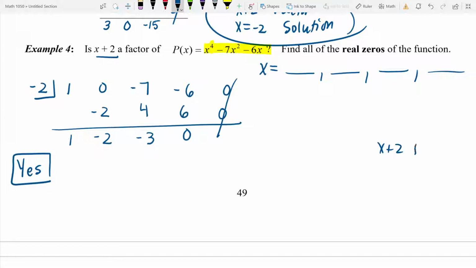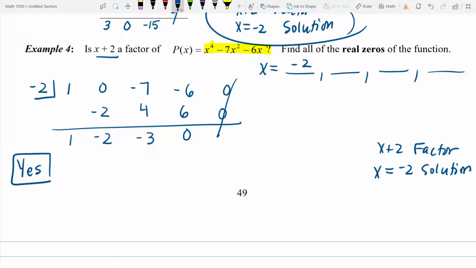If x plus 2 is a factor, then that means x equals what is a solution? Can you tell me, guys? Negative 2. So I've got one of my solutions. Now this part is just a little bit tough, so I want you to watch this closely.